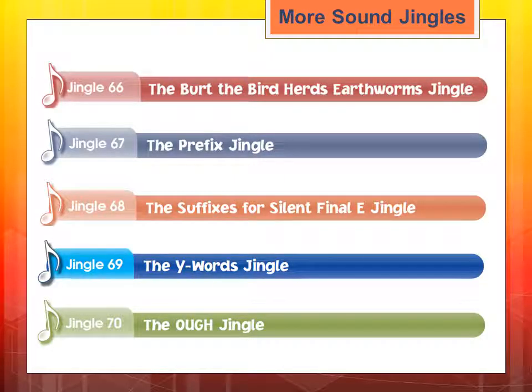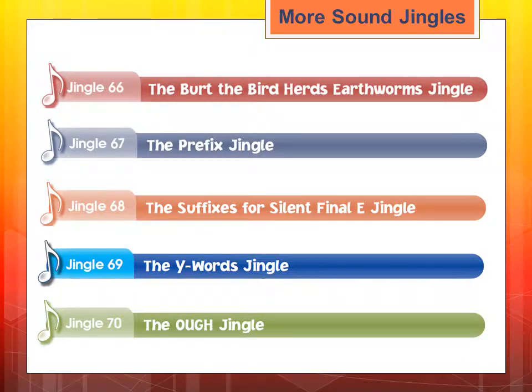Throughout instruction, more sound jingles will be taught, including the Bert the Bird Hurts Earthworms jingle, which introduces all of the R-controlled vowels. Then, we teach the prefix jingle, the suffixes for silent final E jingle, and the Y-words jingle, which helps students understand how to manipulate base words before adding affixes. And finally, the OUGH jingle. Since OUGH can have 6 sounds in our English words, we want to make sure that students are aware of all 6 options.